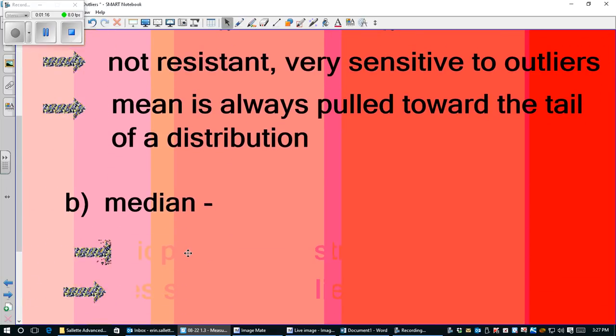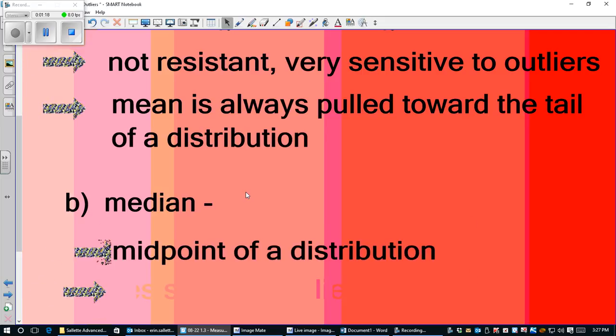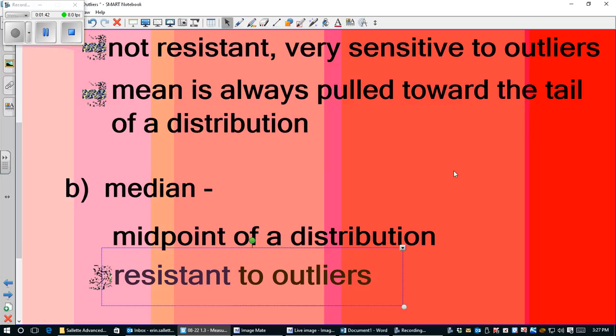So in the median circumstance, it's the midpoint of a distribution. You line up your data set in your distribution and you get to the center value, and that's your median. If it has an even number of data values in your data set, then you line them up, and when you find the center two values, you take the mean of those two values, and that is your median. The median is more resistant to outliers and skew.